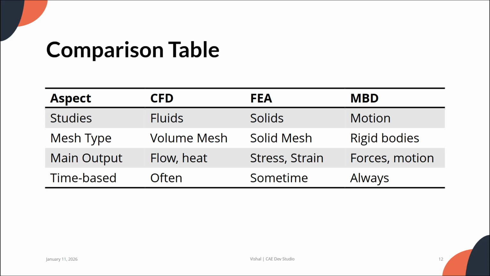And here is a small comparison table. In the comparison table, as I mentioned here, if your study is, let's say, CFD, then it is a fluid study. FEA is a solid study. MBD is motion studies. What kind of meshes you use: in CFD you use a volume mesh, or you can also call it a surface mesh. In FEA you have a solid mesh. Then in MBD you have rigid bodies. The main output in CFD is flow and heat. In FEA you have stress and strain, and in MBD you have forces and motion.